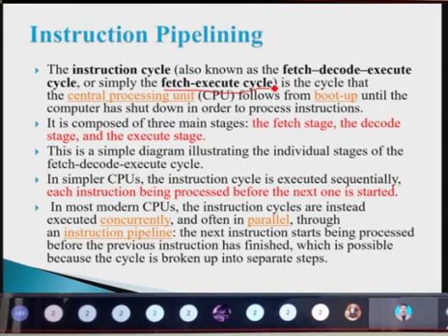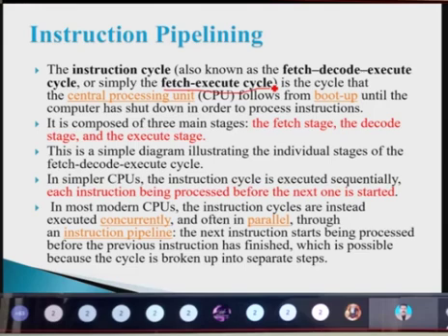This is a simple diagram illustrating the individual stages of the fetch, decode, execute cycle. In simpler CPUs, the instruction cycle is executed sequentially. Each instruction is processed before the next one is started.